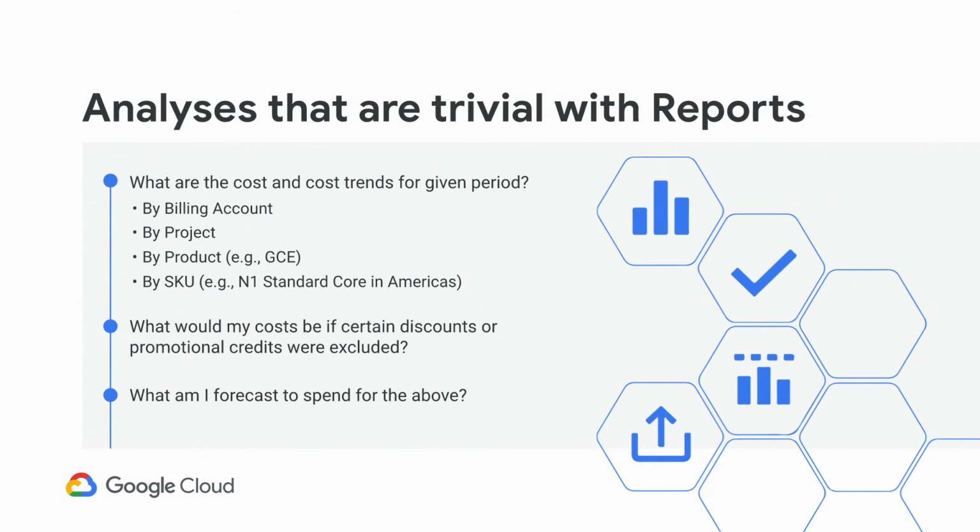Just to give you an idea of analyses that are trivial with reports, these would be, again, going back to the simple questions: what are cost and cost trends for a given period by billing account, project, product, SKU? What would my cost be if certain discounts or credits were excluded? What are my forecasts to spend for the above? Those are simple, and as a manager, these are the questions that I would expect anybody who owns a project on my team would be able to answer at any time, say if I just see them in the hallway and ask, "What's going on with your project?" Or in a meeting, answer it on the spot.